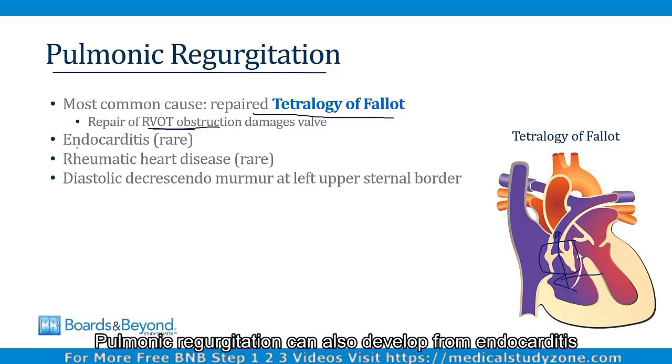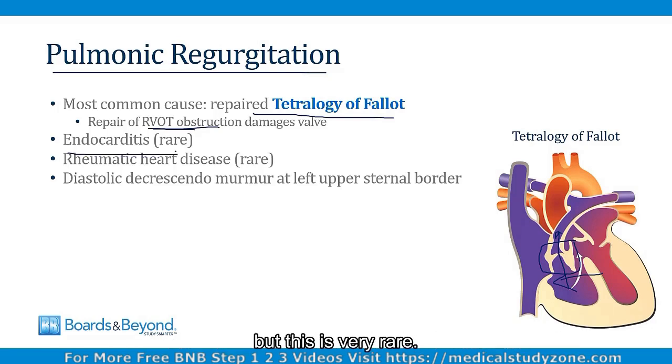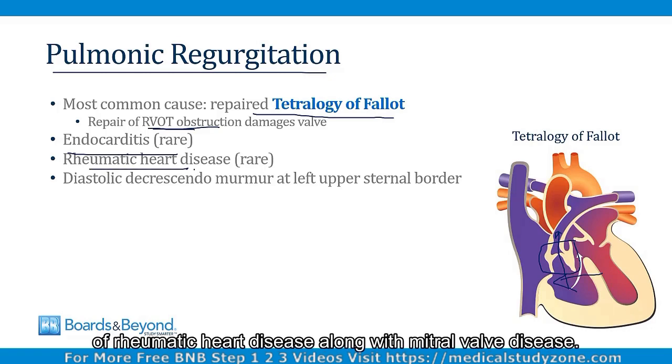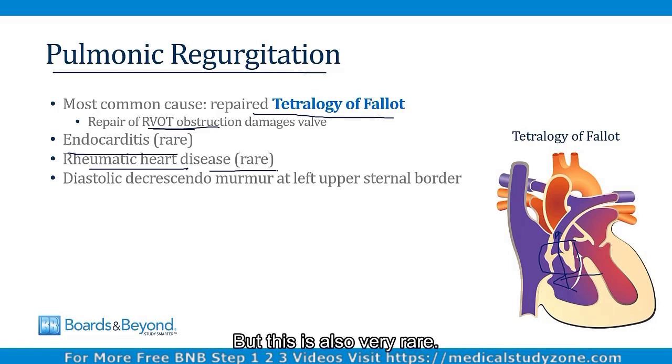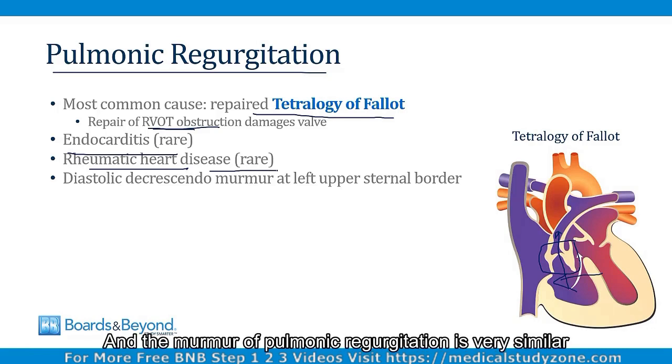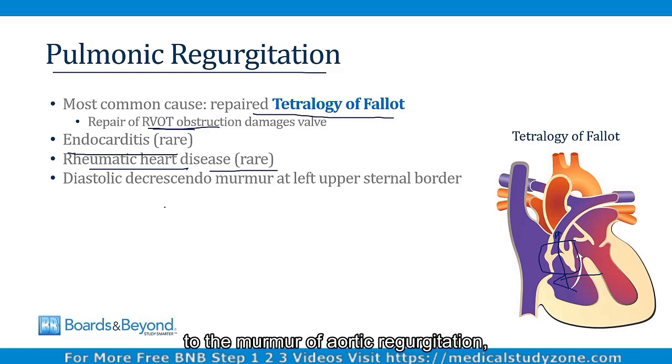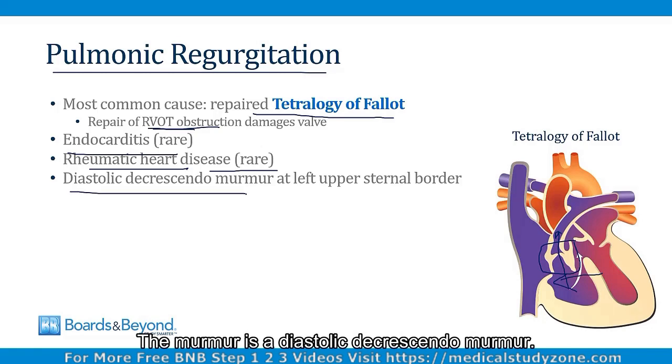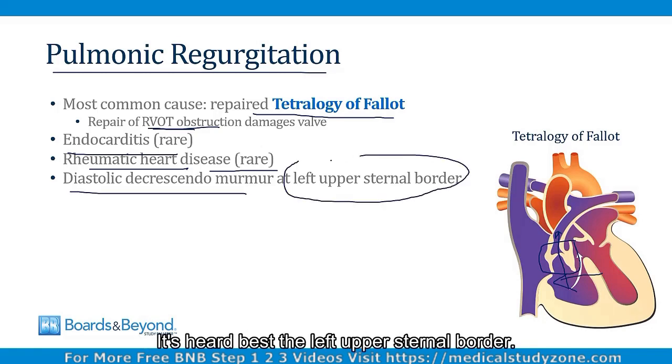Pulmonic regurgitation can also develop from endocarditis, but this is very rare. It can also develop as a component of rheumatic heart disease along with mitral valve disease, but this is also very rare. And the murmur of pulmonic regurgitation is very similar to the murmur of aortic regurgitation, only it's heard at a different location. The murmur is a diastolic decrescendo murmur. It's heard best at the left upper sternal border.